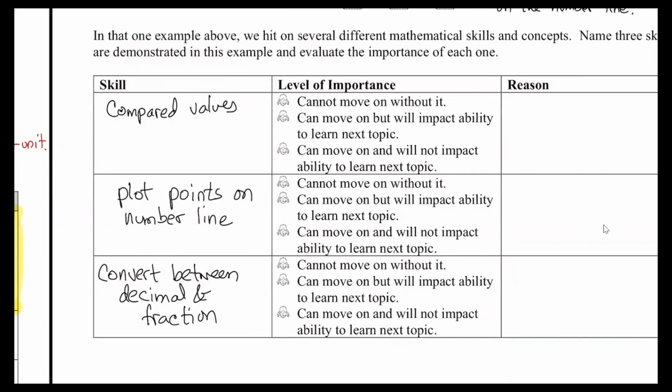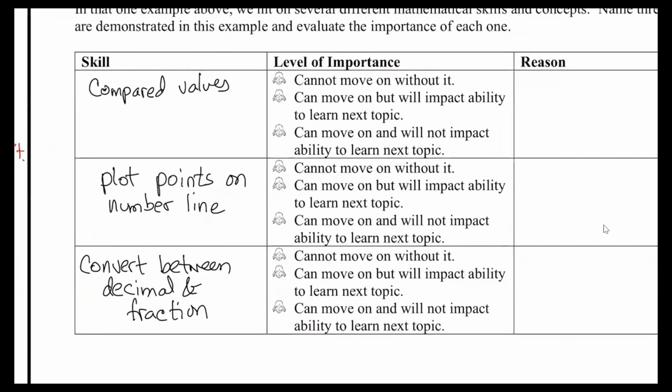Now, in terms of their importance, plotting points on a number line. You know, you look at the different possibilities here. Cannot move on without it, and I mean, like, you can't even start the next topic without having mastered this one. Well, I suppose it depends on what the next topic is. Now, if I tell you the next topic is going to involve negative numbers, right? Because we focused on whole numbers and decimals. Now we're going to throw some negatives in there. I'm going to tell you that if you can't compare values, I don't see how you're moving on to the next topic. There's no way you're going to understand how negatives fit into anything.